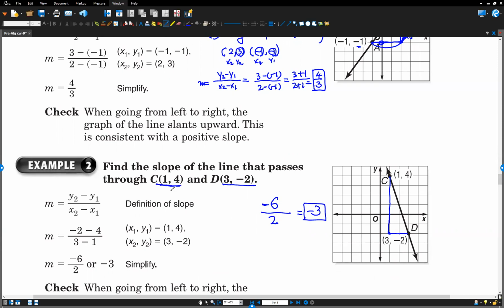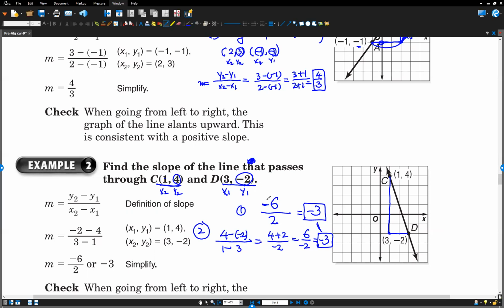Now using the points, this is the graph we did. I'm going to take this as x2, y2, and this as x1, y1. You can use this as well, it doesn't matter. You can choose any point first. So y2, 4, minus negative 2, over x2, 1, minus x1, 3. So 4 minus negative 2 is 6. I'm going to write it step by step. 4 plus 2, and 1 minus 3 is negative 2, right? So 6 over negative 2 is negative 3. That's the same slope.